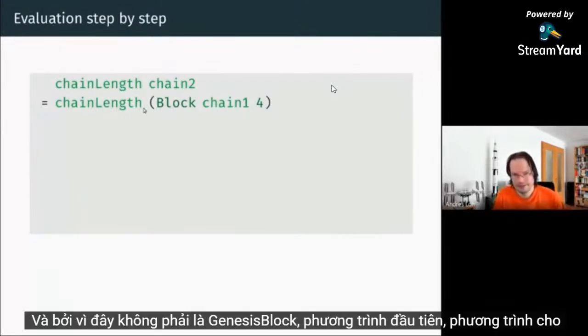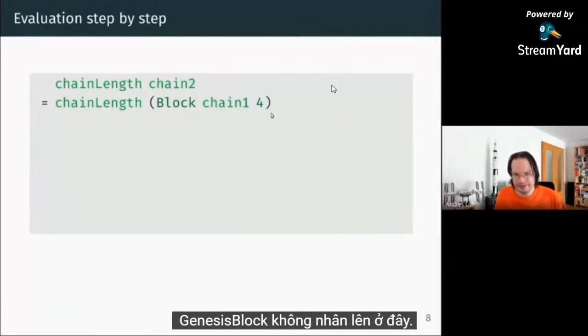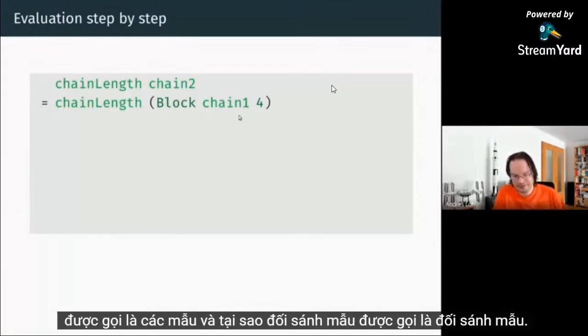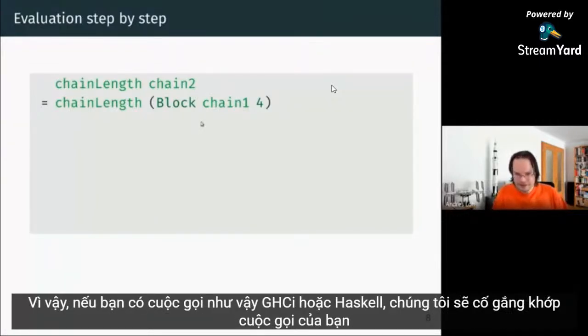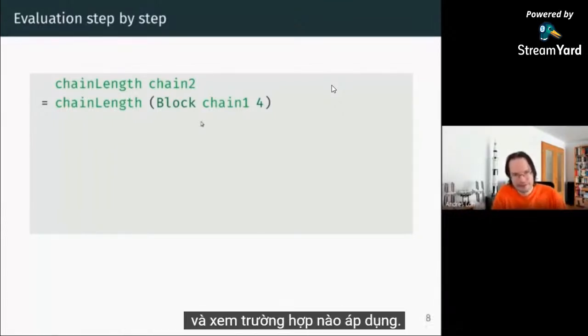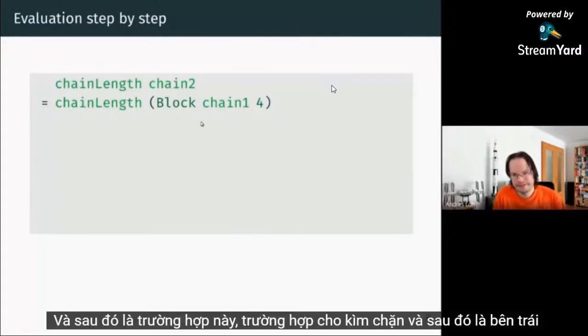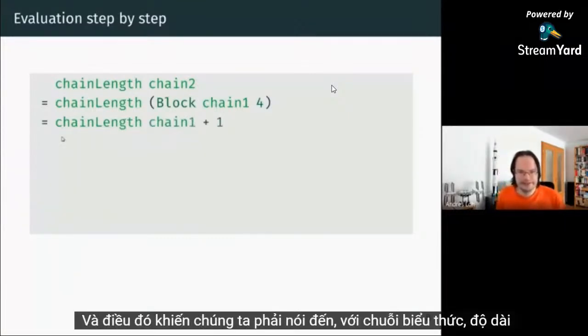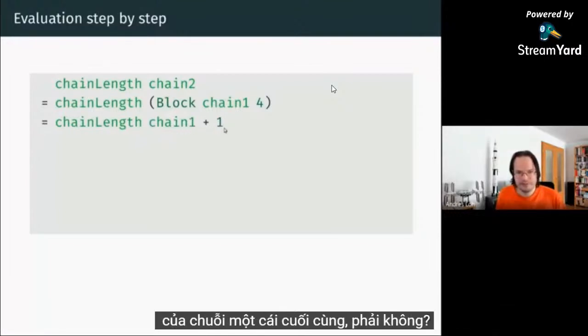And because this is not the Genesis block, the first equation, the one for Genesis block, does not apply here, but the second one applies. And that's why these patterns are called patterns and why pattern matching is called pattern matching. So if you have such a call, GHC or Haskell will try to match your call against the patterns that are the left-hand sides of the function definition and see which of the cases apply. And in this case, the case for block applies, and then the left-hand side is replaced with the right-hand side. And that leads us to the expression chain length of chain 1 plus 1, right?